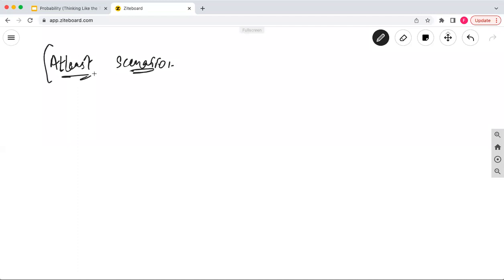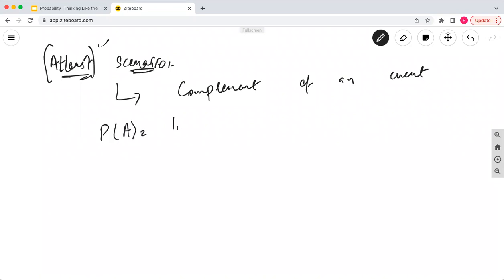This at least scenario is very much helpful. And to understand this, it is exactly the same as the complement of an event. Like what we discussed, if the probability of, let's suppose, event A is 1/2, the complement of that, if I present this with this sign, will be total probability minus that. Total probability subtracted by that will be 1/2, right?